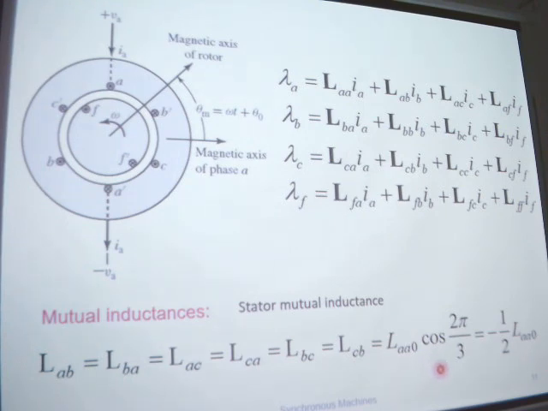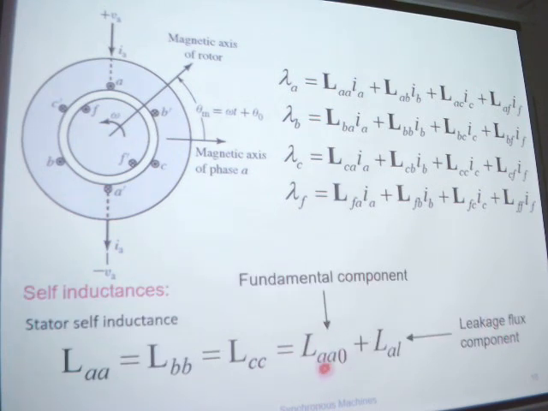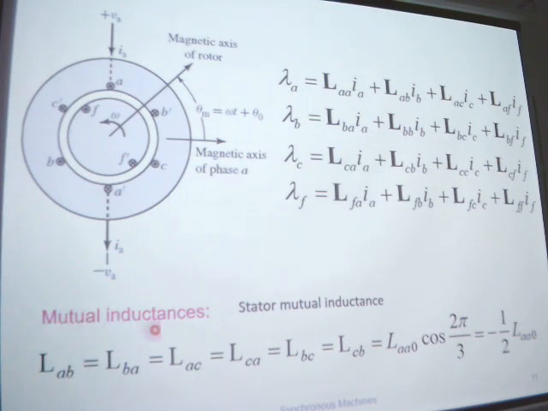So I use cosine of 120 degrees, so it can be simplified as minus 0.5 L0. L0 is the self-inductance. So the mutual inductance is 1/2 of the self-inductance. So this inductance also can be calculated by this equation.